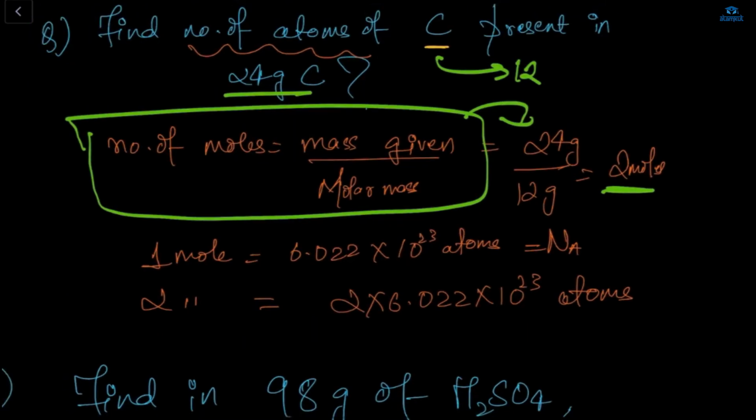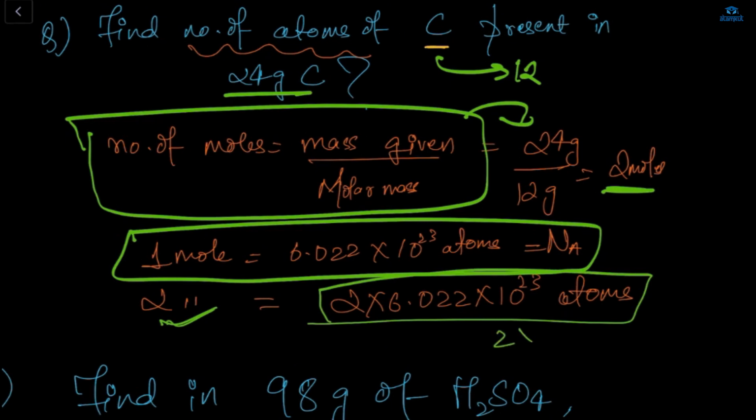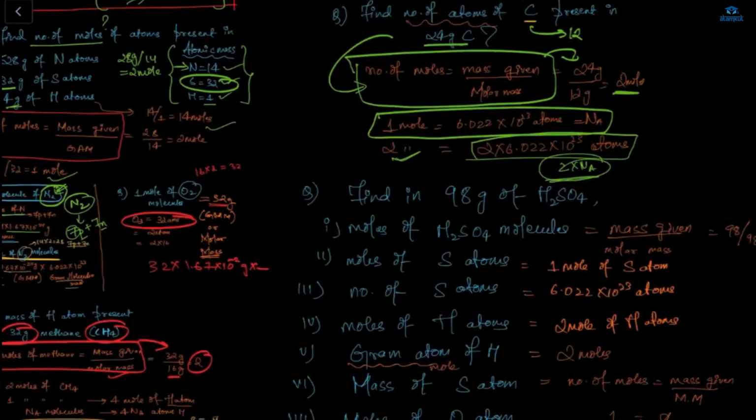So in 1 mole you are getting this much value, which is your Avogadro number. So what about 2 moles? In 2 moles, you will get this much number of atoms: 2 into Na, 2 into Avogadro number. Okay, so the number of atoms is 2 into Avogadro number. But how did we find it? By applying the same formula.